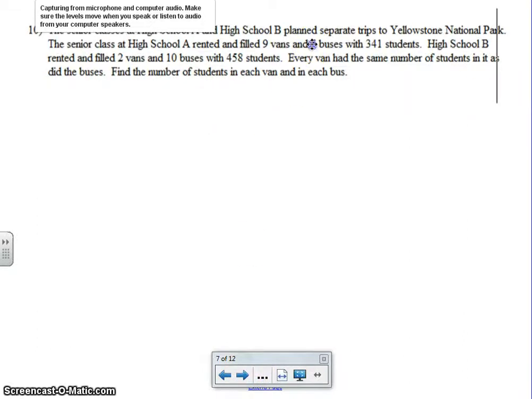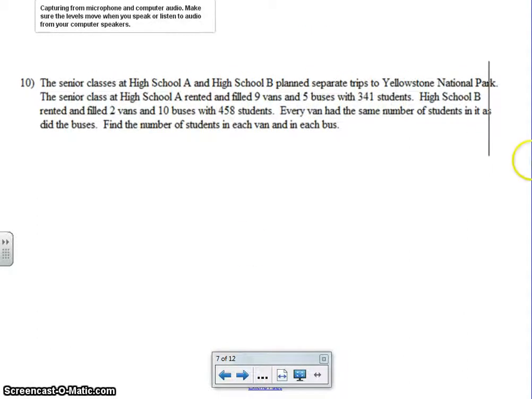So moving on, let's talk about the school bus problem, because you're going to see this one a lot. We have high school A and high school B going on trips. High school A rented 9 vans, 5 buses for 341 students. High school B rented 2 vans, 10 buses for 458 students. And the question is, find the number of students that a van and a bus can hold.